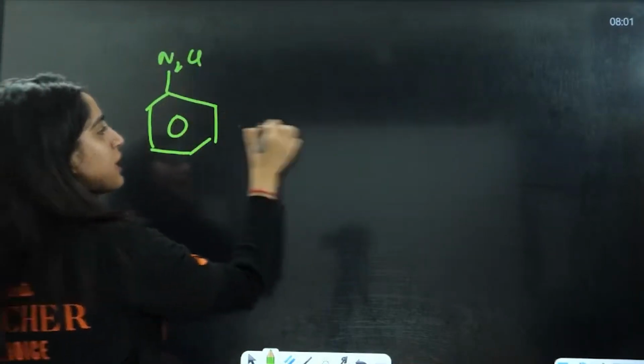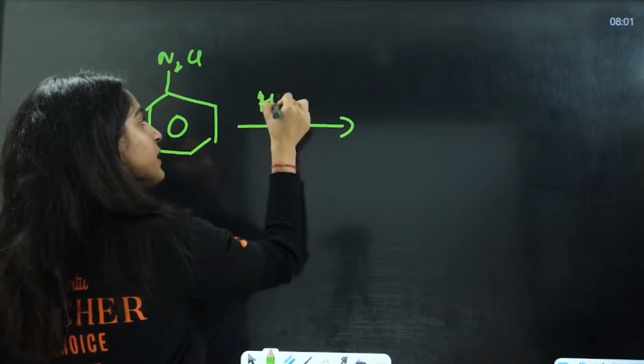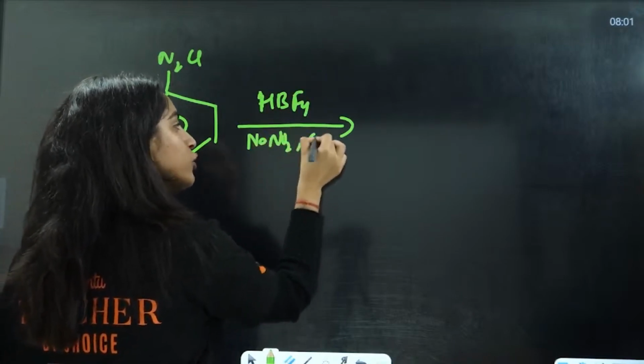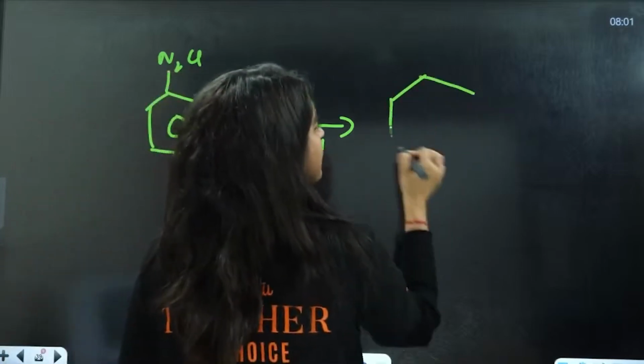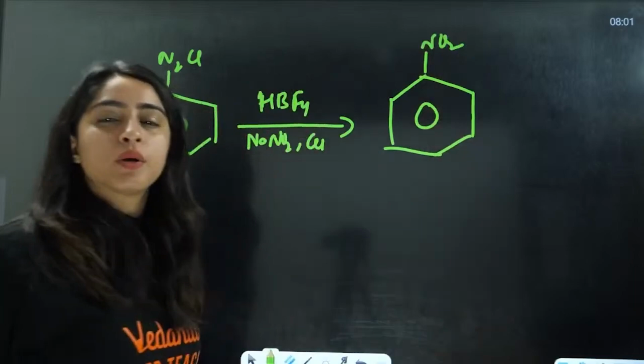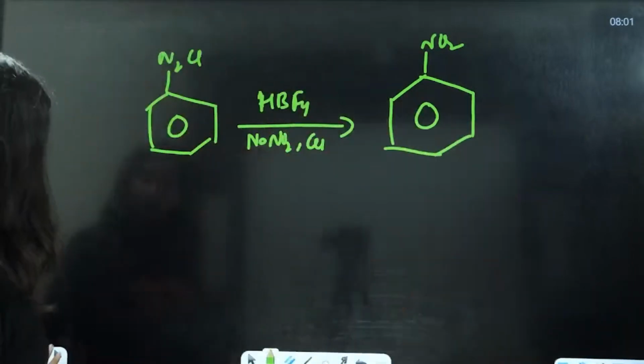If you have N2Cl and you are adding HBF4 and then adding NaNO2, then adding copper here, this will be converted to nitrobenzene. Okay, this will be converted to nitrobenzene. Usually students get confused in these two reactions.